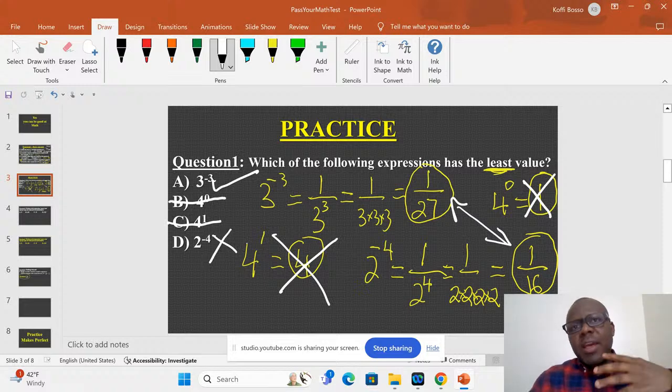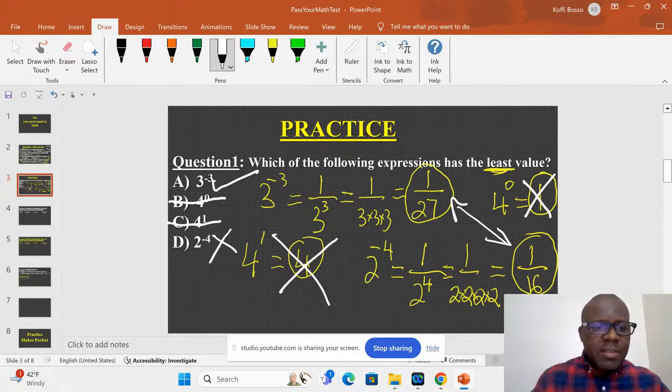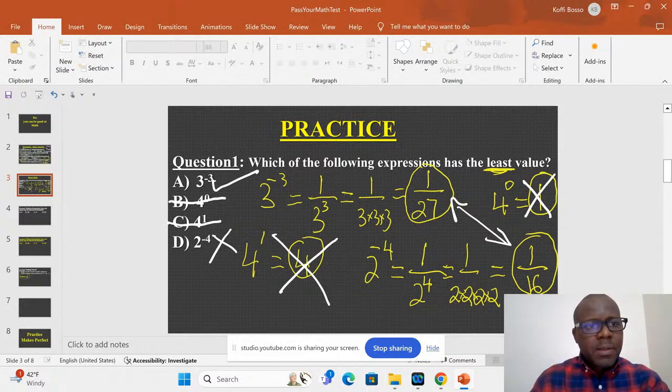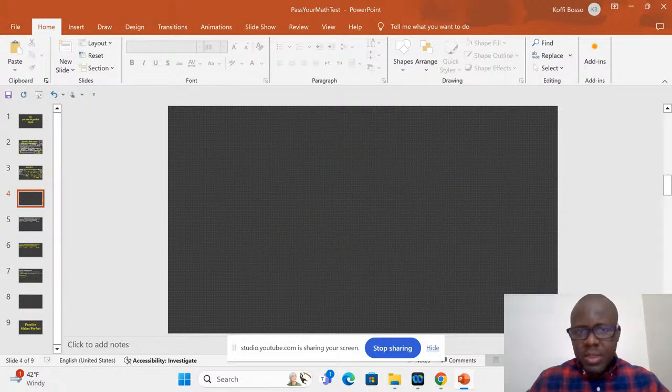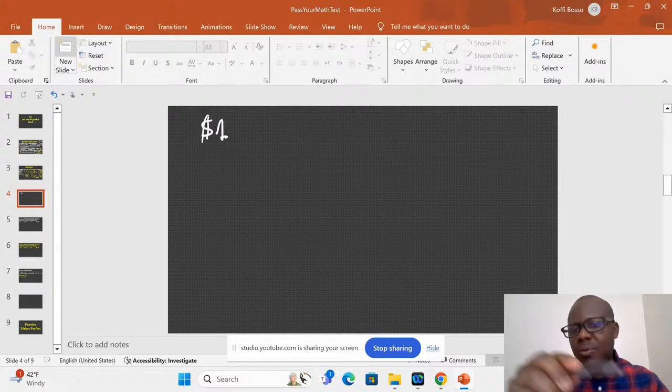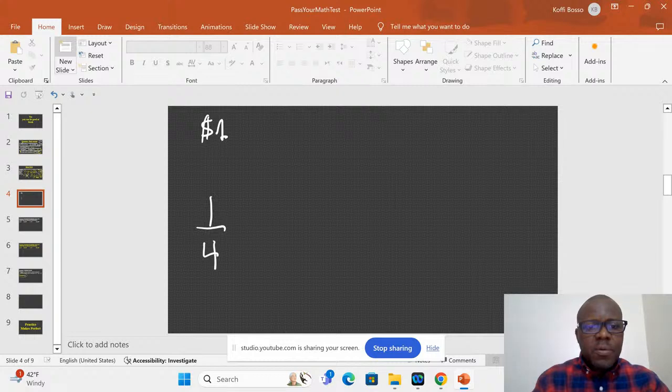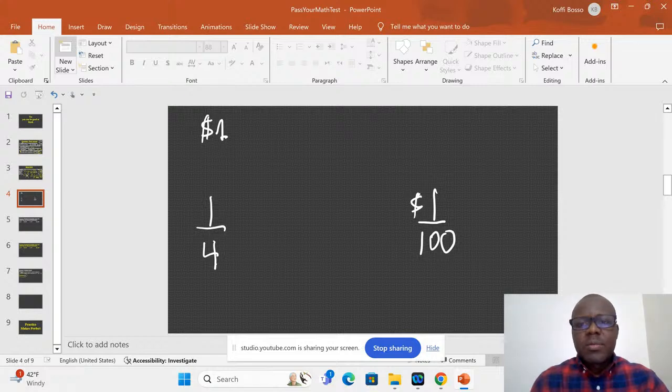To explain this again, let's take something simple that will help you understand. Let's use money, right? I like money. Let's use the dollar as a currency. Suppose we have $1 and divide this $1 among 4 kids, so 1 divided by 4. And divide $1 among 100. So $1 divided by 100, and $1 divided by 4.